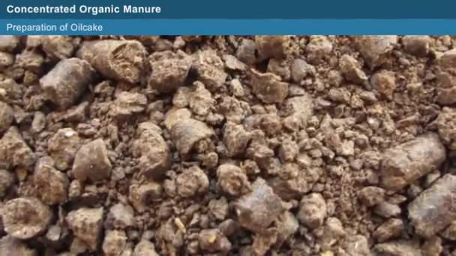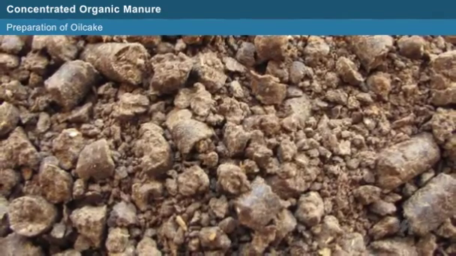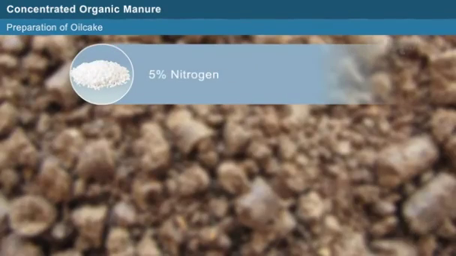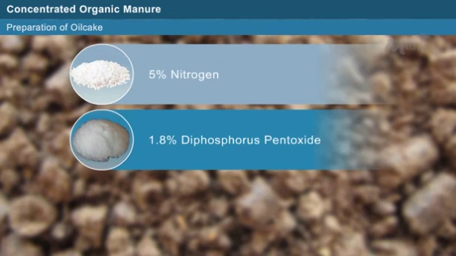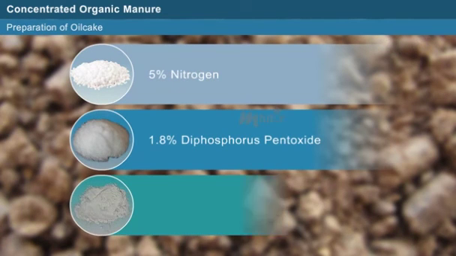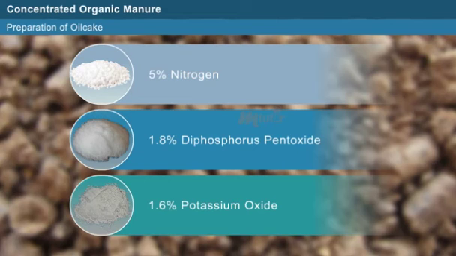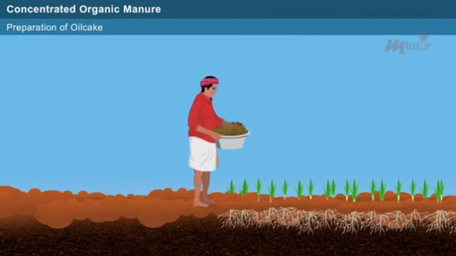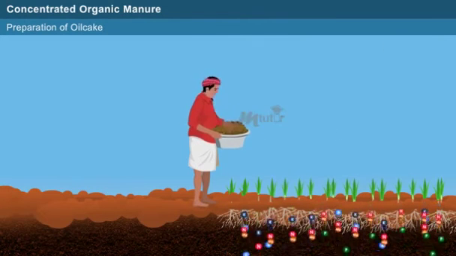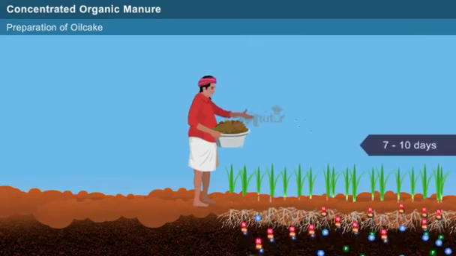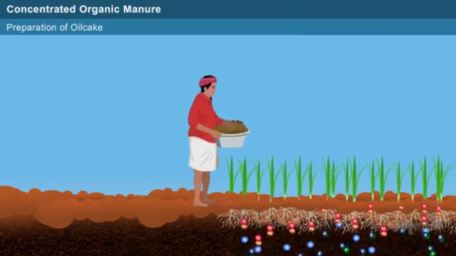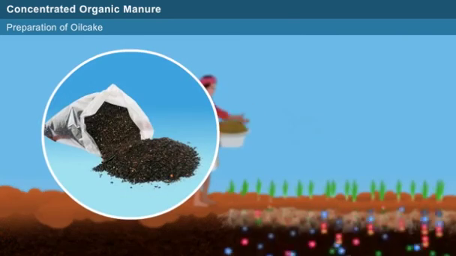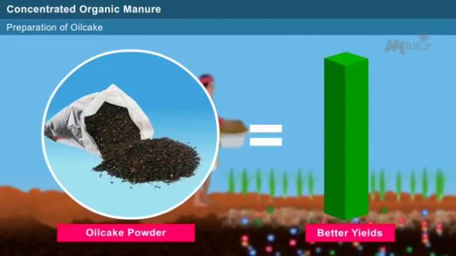The average amount of nutrients present in the oil cake is 5% of nitrogen, 1.8% of diphosphorus pentoxide and 1.6% of potassium oxide. However, it may vary depending on the type of oil cakes. Hence, the nutrients which are present in the oil cakes are made available to the plants only after its application for 7 to 10 days. It is also necessary to powder the oil cake before applying to achieve better yields.